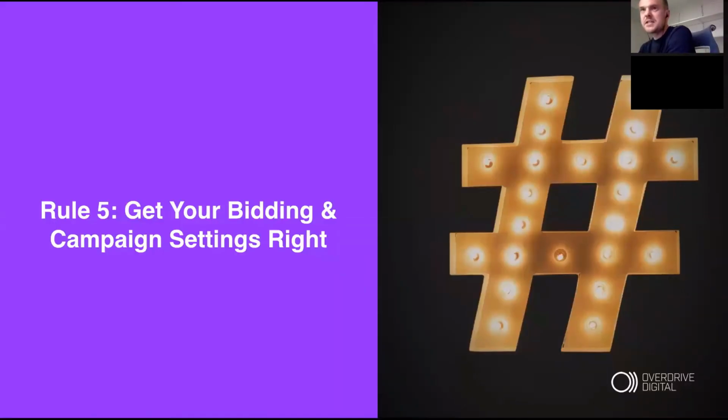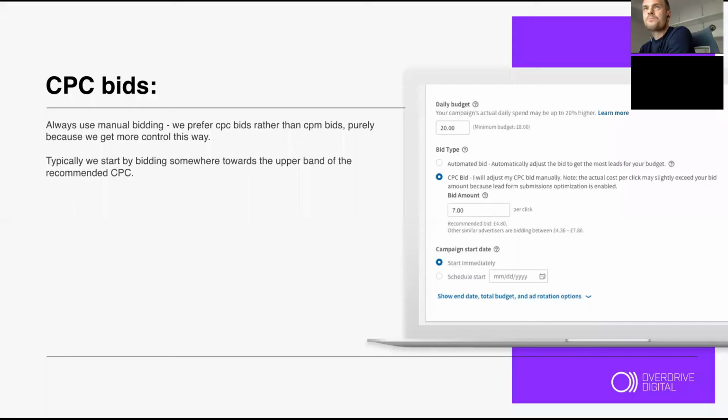So in terms of settings, we'll finish up with settings. Bids, I would say avoid the automated bid as much as you can. I've never seen it work well. Bids go really high, CPCs are really high. I would say always get control and go with the manual bid. When you go to enter a bid, LinkedIn will give you a range. So it will say, based on your criteria, similar advertisers are bidding between £4.36 to £7.80. My advice is start towards the top end of that.